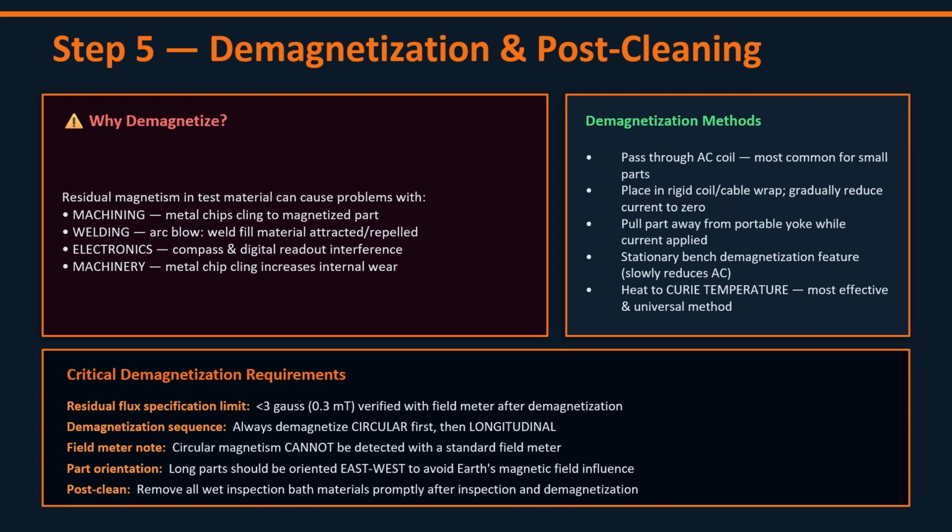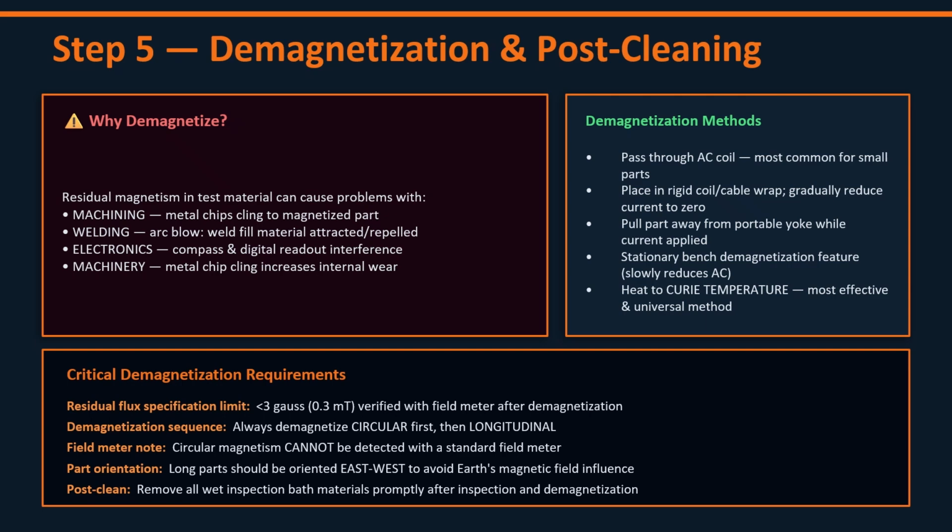Heating to the Curie temperature can remove ferromagnetic behavior, but this is a major thermal operation and is not a casual field technique. Component metallurgy, dimensional stability, heat treatment, and service requirements must all be considered. For the values presented in this training, the residual field target is below 3 Gauss, or 0.3 millitesla, and the result should be verified with an appropriate field meter.